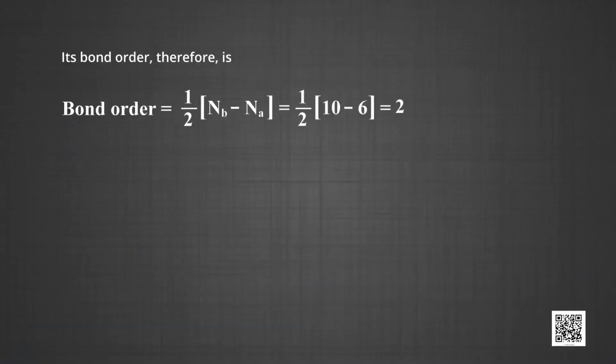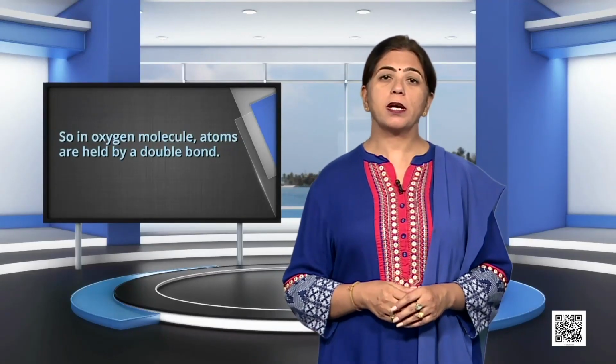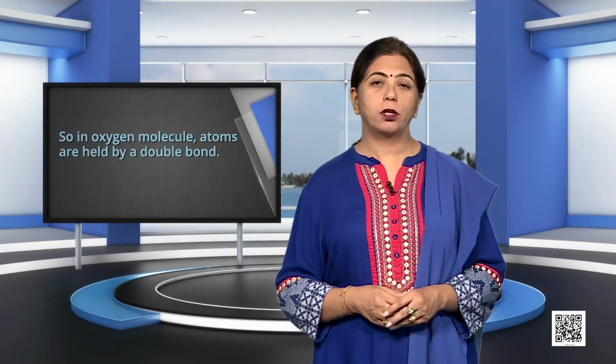From the electronic configuration of the O2 molecule, it is clear that 10 electrons are present in bonding molecular orbitals and 6 electrons are present in antibonding molecular orbitals. So, its bond order therefore is 2. So, in oxygen molecule, atoms are held by a double bond.